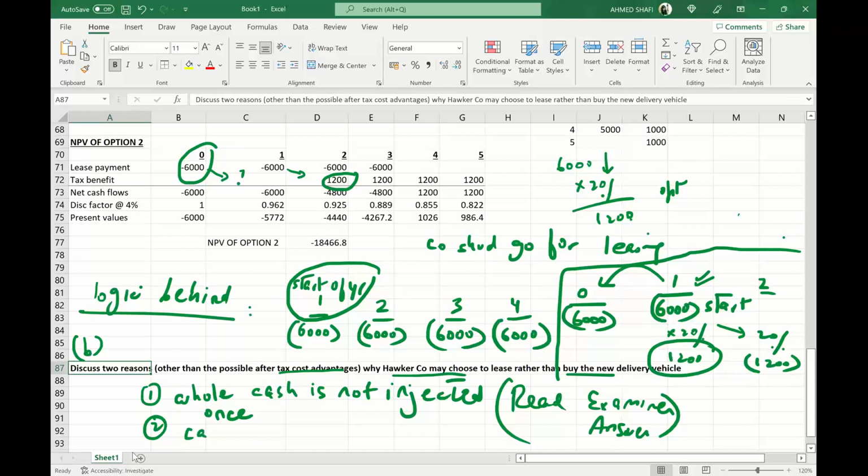Second, can take advantage of technological changes. You see, if you buy a machine and suddenly technology changes, what can you do? You have bought it, you can do nothing. But if you have taken something on lease and suddenly technology changes, you can terminate the lease contract and go for the new machine. So these are the two good reasons why a company may choose leasing rather than buying.